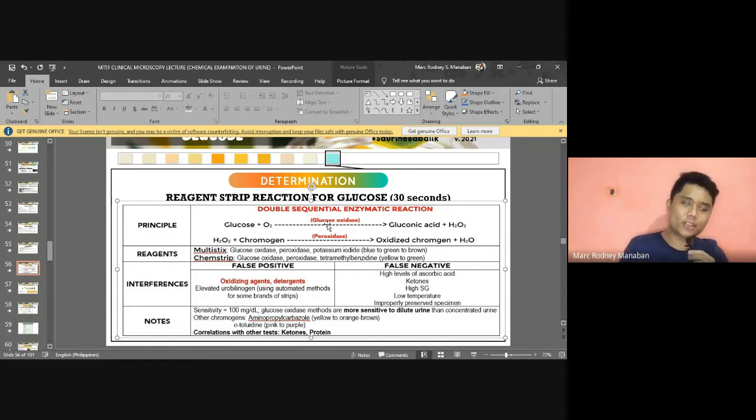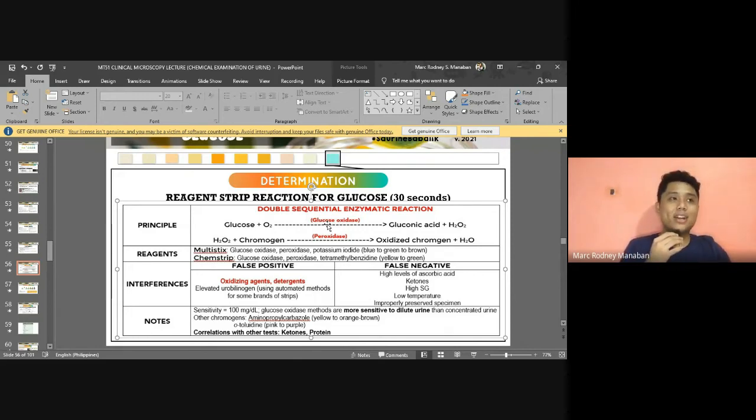Elevated urobilinogen, it could be when using some automated methods for some brands of strips. It could be interferences in terms of color reaction, that's why ma-false positive siya kung elevated ang urobilinogen. Okay? Take note of that. For false negative, of course, high levels of ascorbic acid.